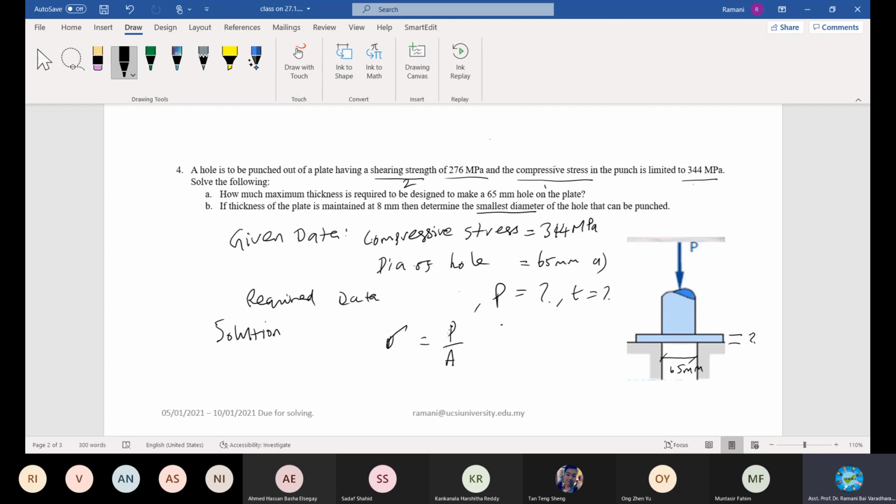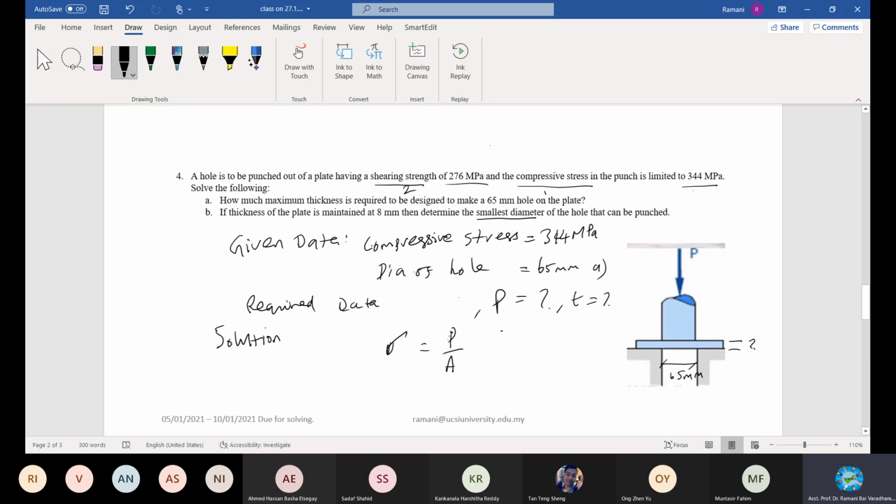Oh God, you cannot see the cursor moving. Maybe my hand. Oh, you can see now, right? Oh, I need to touch on the arrow every time.